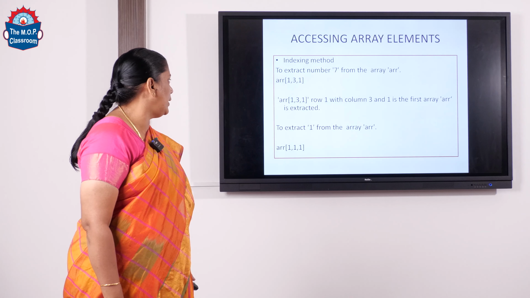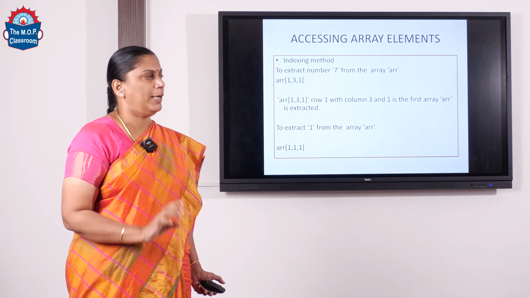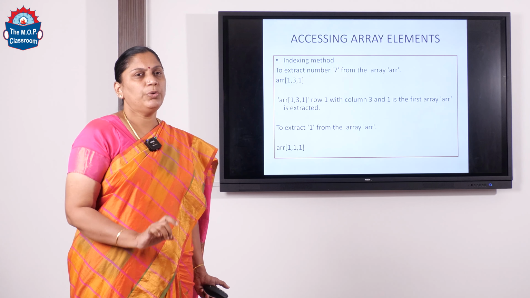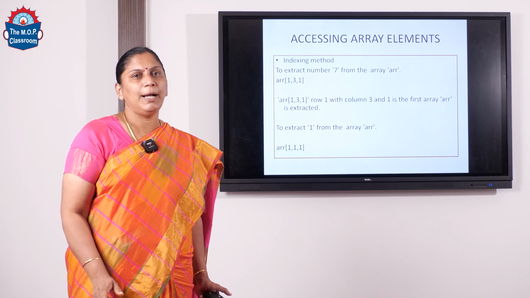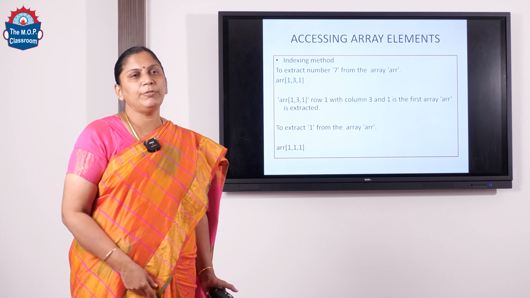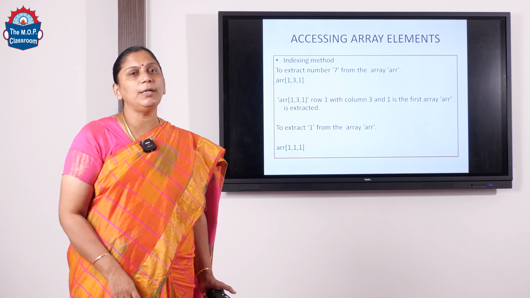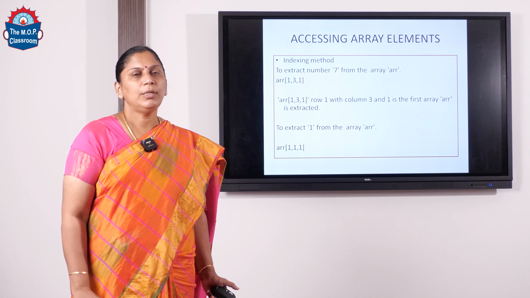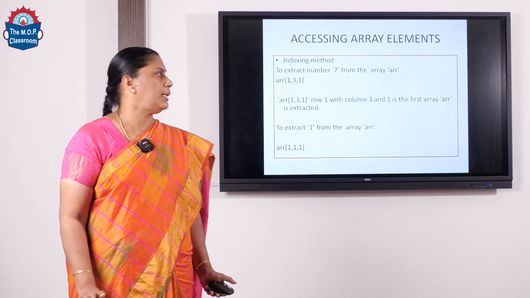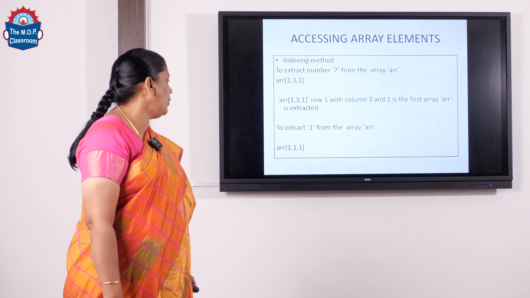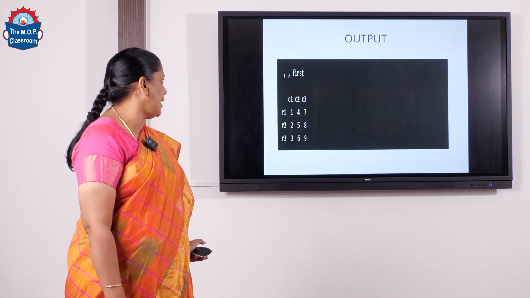Now, how I am going to do it here is array name, open square bracket and close square bracket. So, first row 1, third column 3, 1 from the first matrix. If I have two matrices, I have to specify from which matrix I have to extract the number. So ARR of 1, first row, 3, third column and the first matrix, ARR of 1, 3, 1. Okay, so now if you take the previous example here, I want to extract 1 from here.